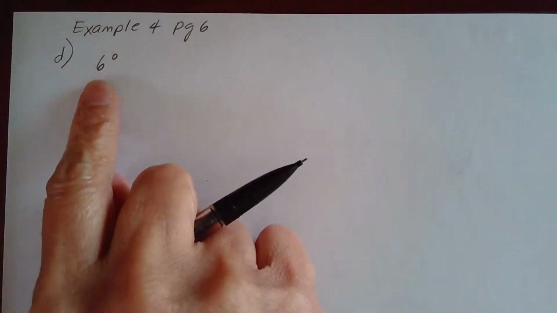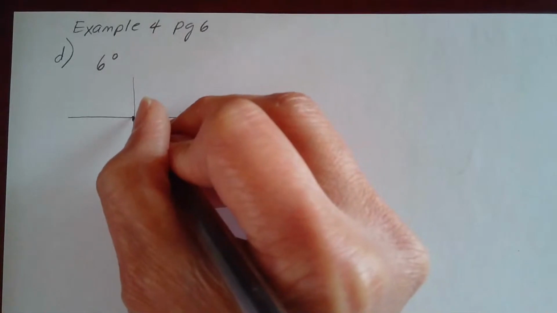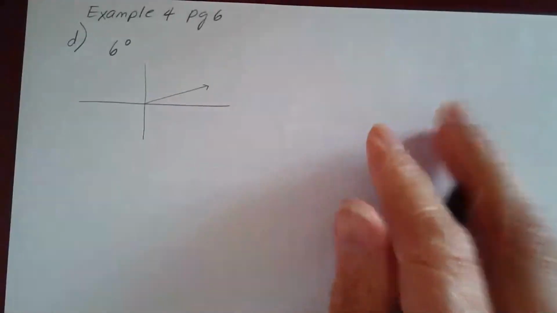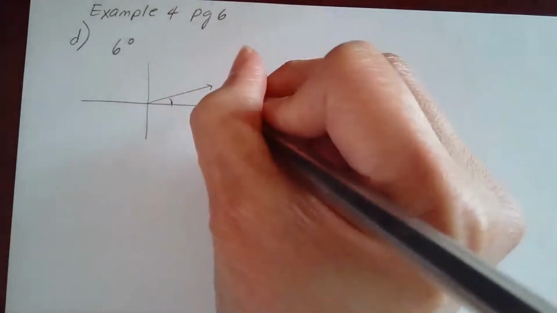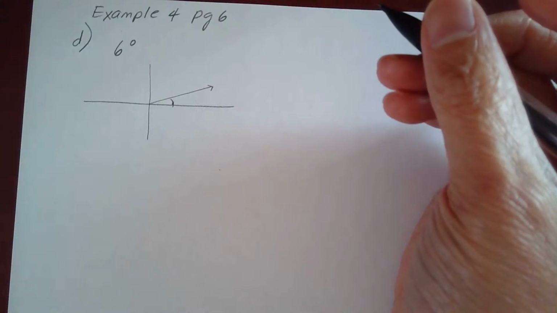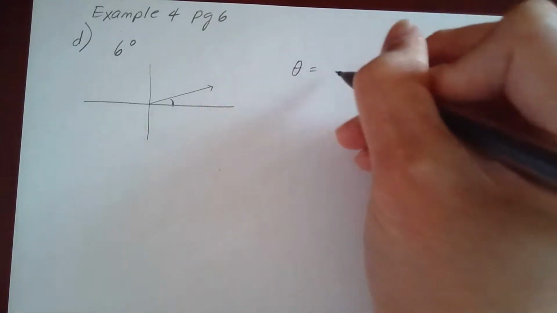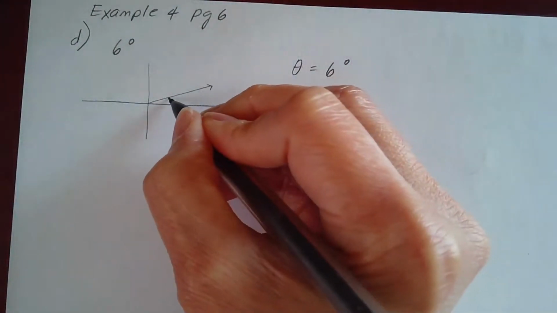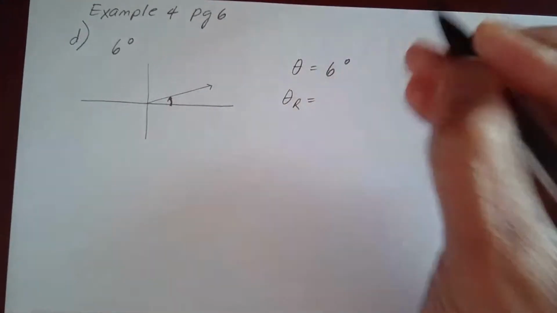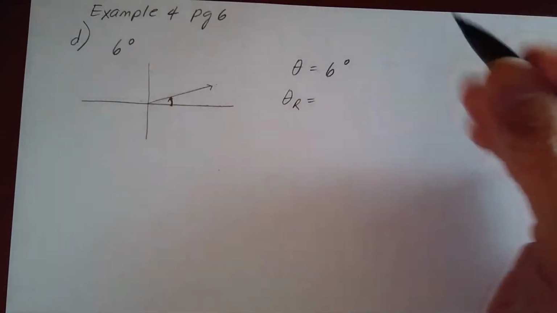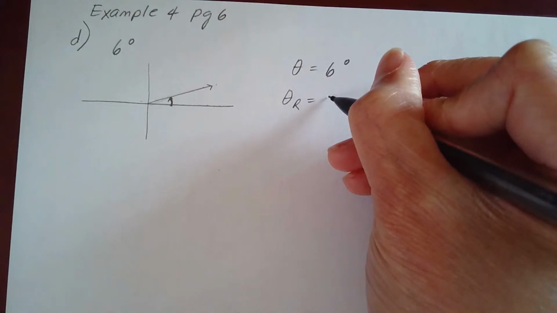6 degrees is a positive angle, so that means we're going to rotate in a counterclockwise motion, 6 degrees there. So that means theta is equal to 6 degrees. So that means theta r, because it's on the positive x-axis and in quadrant 1, theta r is also 6 degrees.